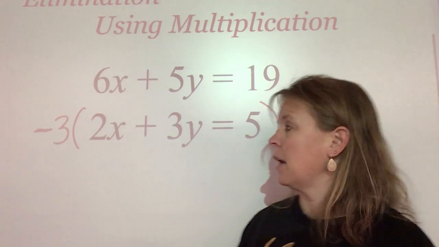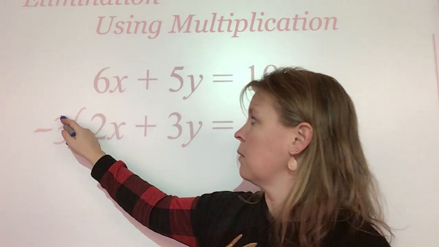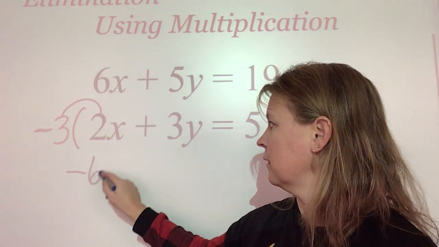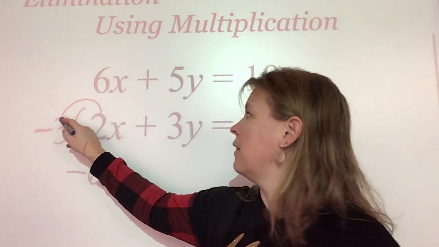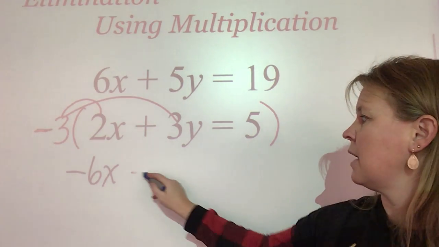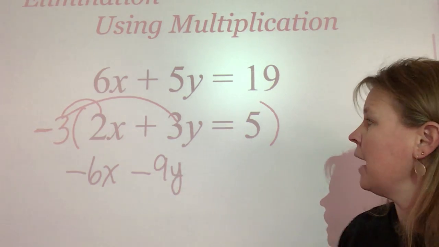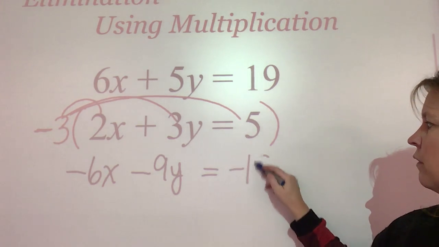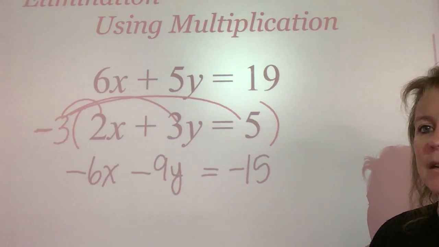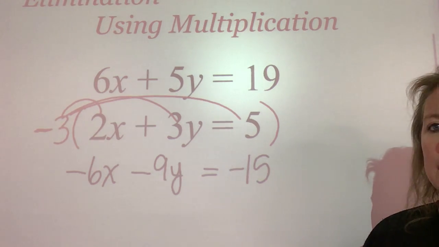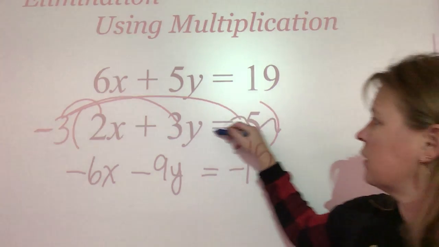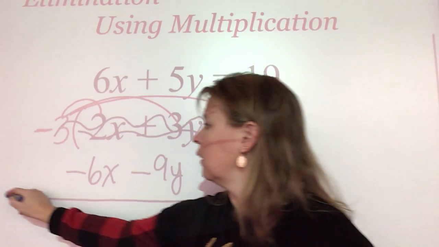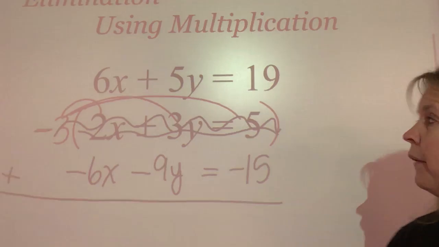And when you multiply that by a negative 3, like we did with a negative 1, you have to multiply this number, which is negative 6x. You have to multiply this number, which is negative 9y. And you have to multiply this number, which is equals negative 15. You change every number in the equation. I can get rid of this now so that I don't accidentally look at those numbers. And from here, adding down will work.